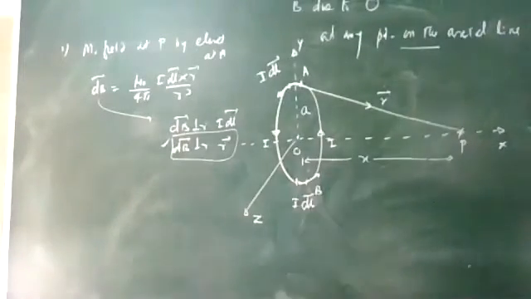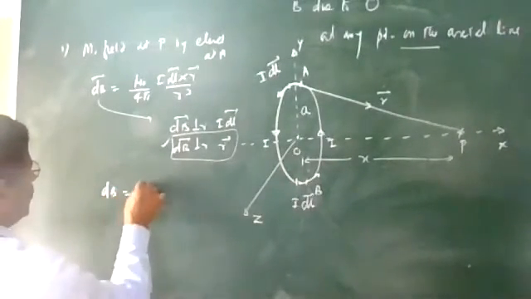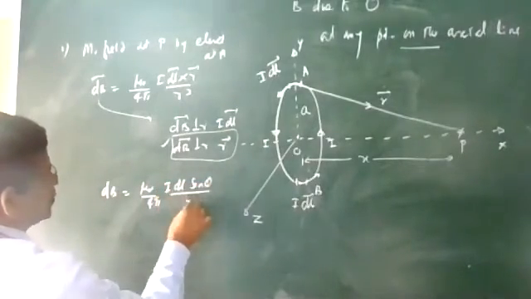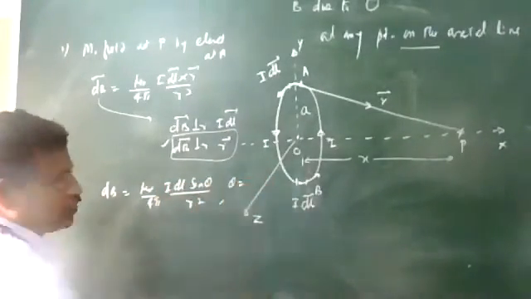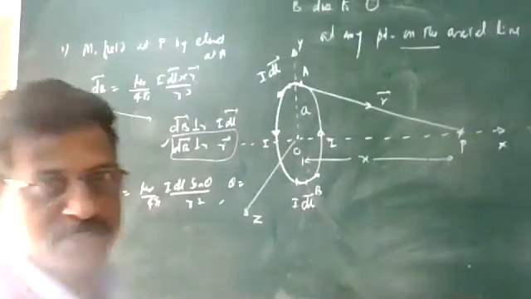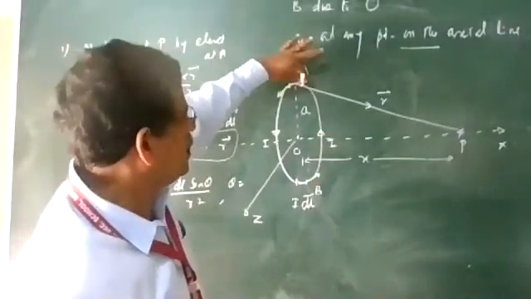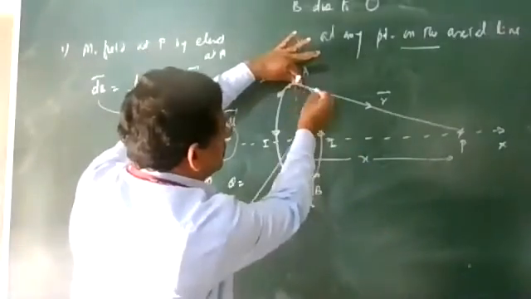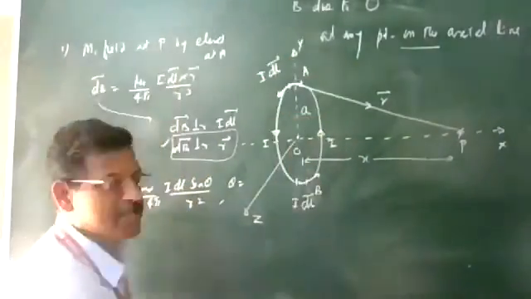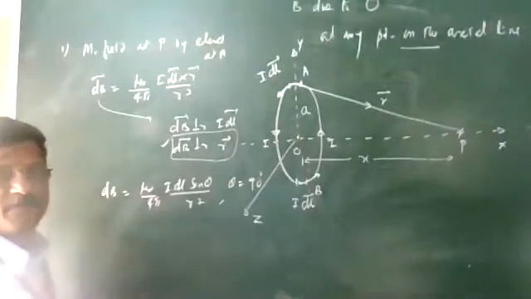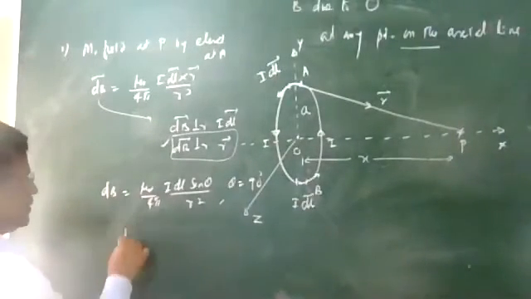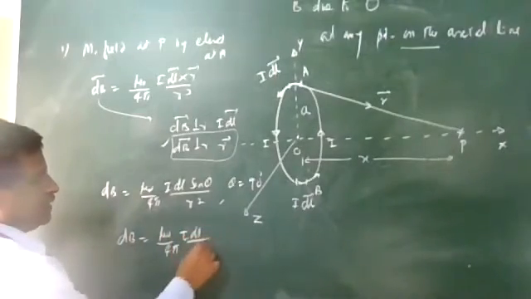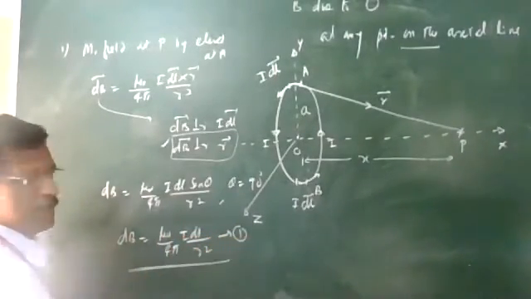The magnitude is given by dB equals mu naught by 4 pi, I dl sin theta divided by r square. You have to recognize what the value of theta is. This recognition of theta is a very important thing. The angle between the I dl vector and r vector is 90 degrees, so theta is 90 degrees here. So dB equals mu naught by 4 pi, I dl sin theta over r square, into number 1. This is the magnetic field.